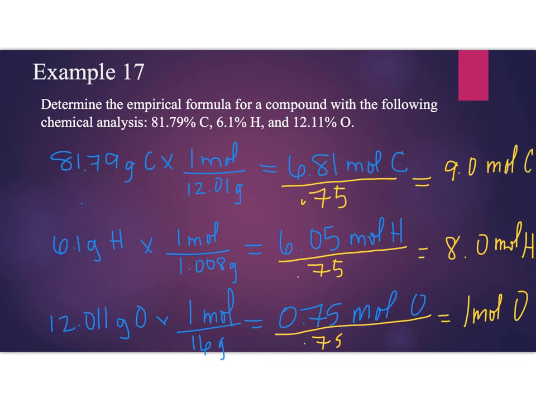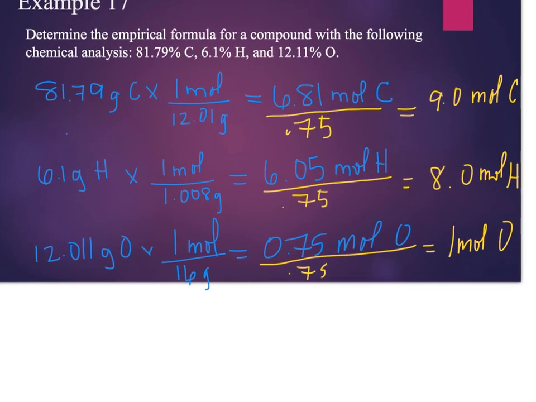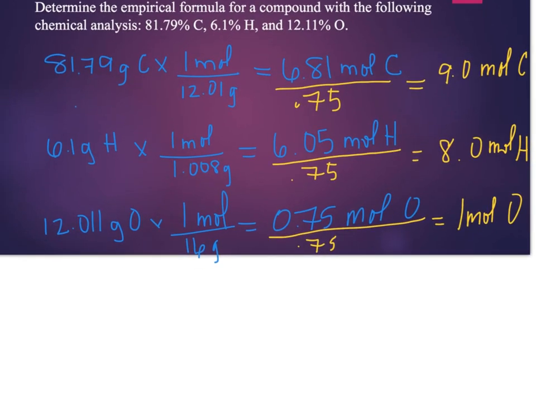So in this case, I got numbers that are pretty close to whole number ratios. So what I'm going to do is just use these and write my formula. And that formula is going to be C9H8O, and you can put the 1 if you want, or you can just leave it. So C9H8O is my empirical formula for this chemical analysis.